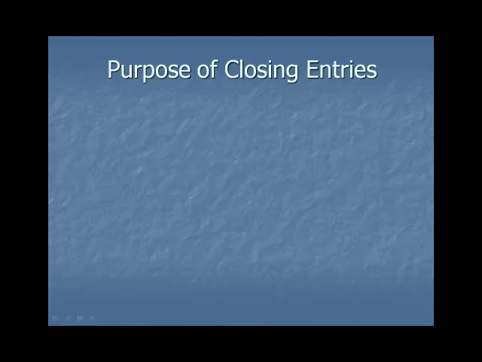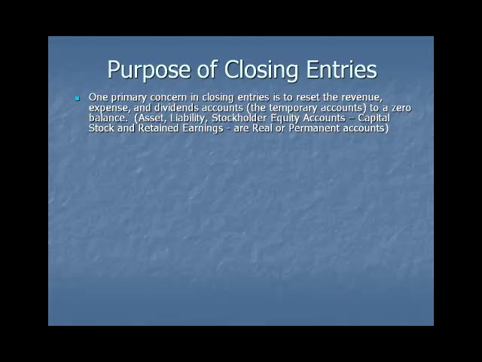The purpose of closing entries: one primary concern in closing entries is to reset the revenue, expense, and dividends accounts, which are called the temporary accounts, to a zero balance. And the asset, liability, and stockholder equity accounts, namely capital stock and retained earnings, are real or permanent accounts. In other words, a temporary account is one that we use throughout the year and we'll empty out, zero out at the end of the year to start all over for the next year. However, permanent accounts roll over to the next year.